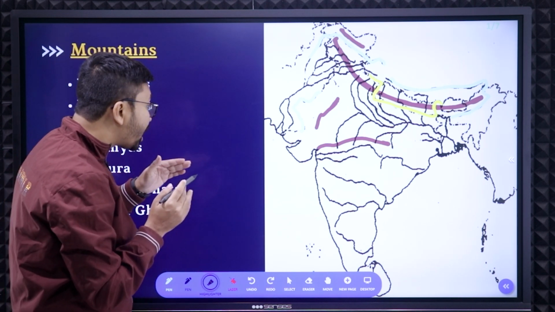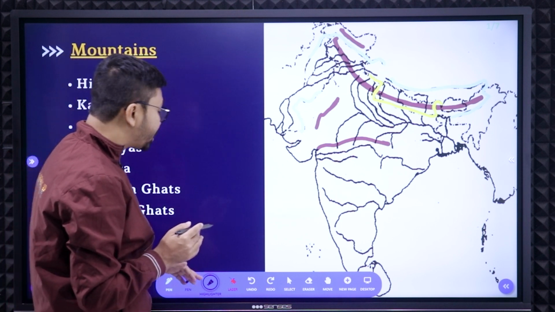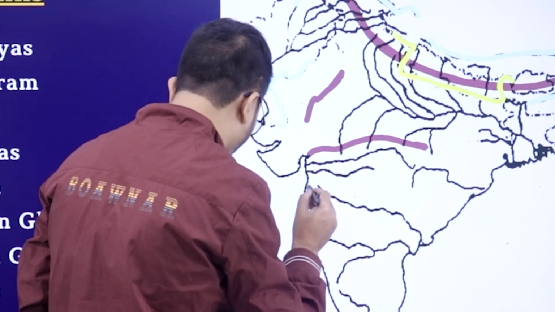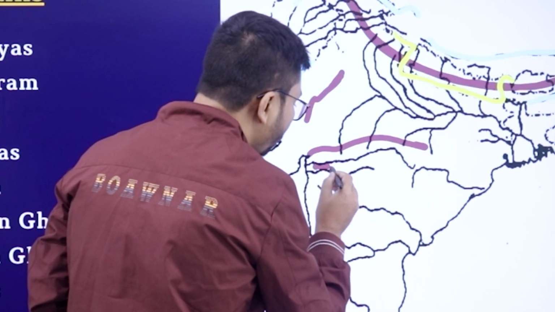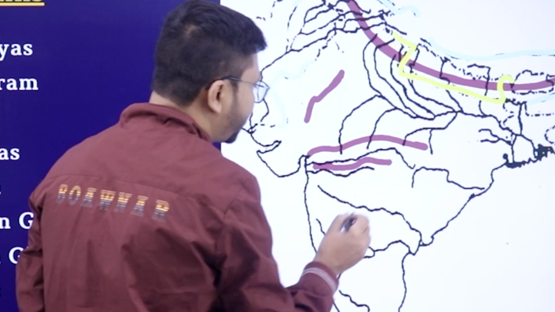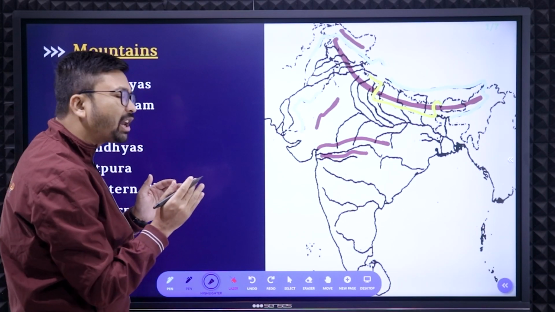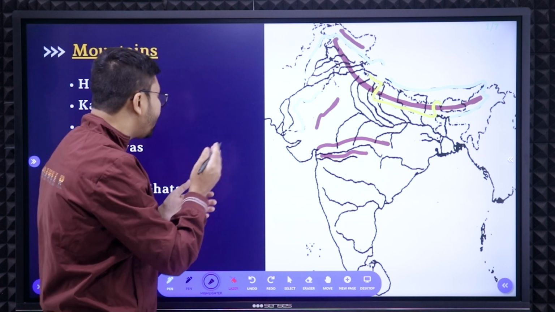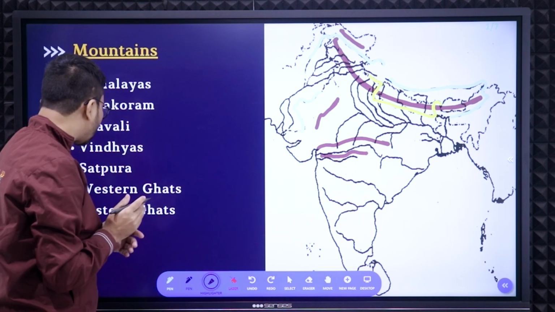And in between Narmada and Tapti, this one will be the Satpura. But remember, you know, it needs to go in between them. So this Satpura will be a little bit shorter in length than the Vindhyas, right? So Vindhyas and Satpura done.